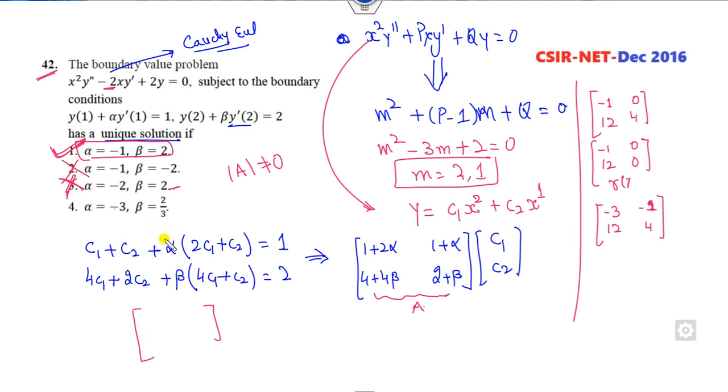When you take alpha as minus 3, it's minus 5. It's minus 2. Beta is 2 by 3. So it's 4 plus 8 by 3, 12, 20 by 3. And it is 6, 8 by 3. So 40 minus 40, 0. So the right answer is only A.